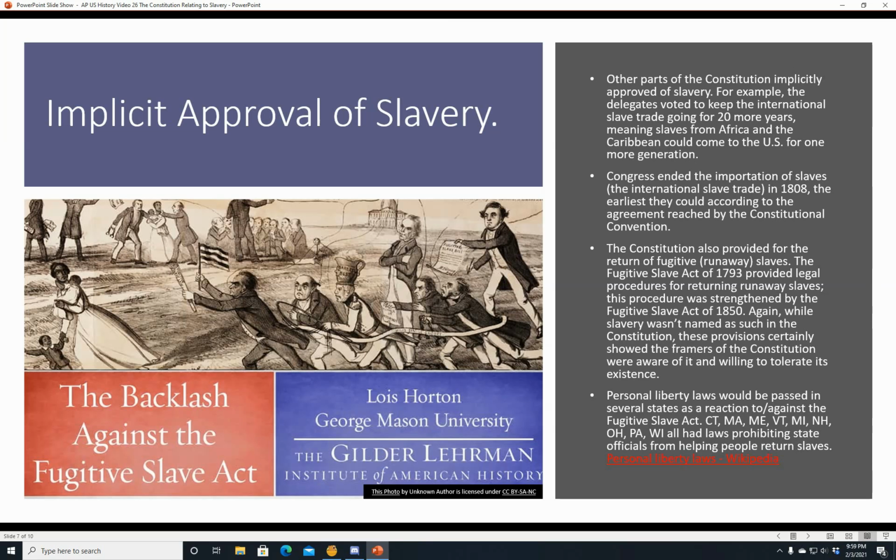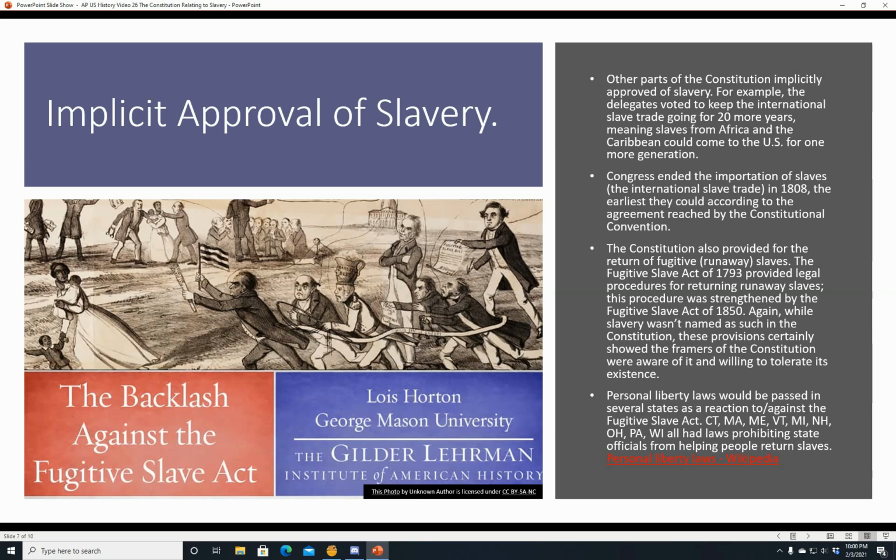But anyway, for example, the delegates voted to keep the international slave trade going for 20 more years, meaning slaves from Africa and the Caribbean could come to the U.S. for one more generation. Congress ended the importation of slaves, that is, the international slave trade, in 1808, the earliest they could according to the agreement reached by the Constitutional Convention. The Constitution also provided for the return of fugitive, that is, runaway slaves. The Fugitive Slave Act of 1793 provided legal procedures for returning runaway slaves, and this procedure was strengthened by the Fugitive Slave Act of 1850.